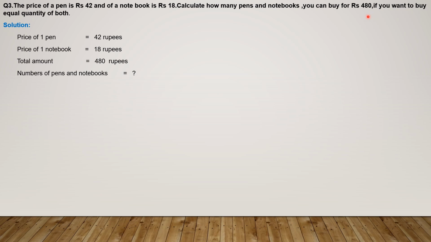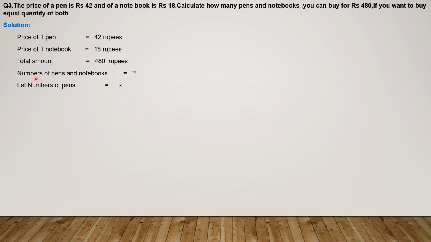And now what is the question? Calculate how many pens and notebooks you can buy. Means you have to calculate the number of pens and notebooks. Got it? So we always pose the things we need to find. For example, here the question is number of pens is equal to question mark. So let's suppose that the number of pens is equal to x.